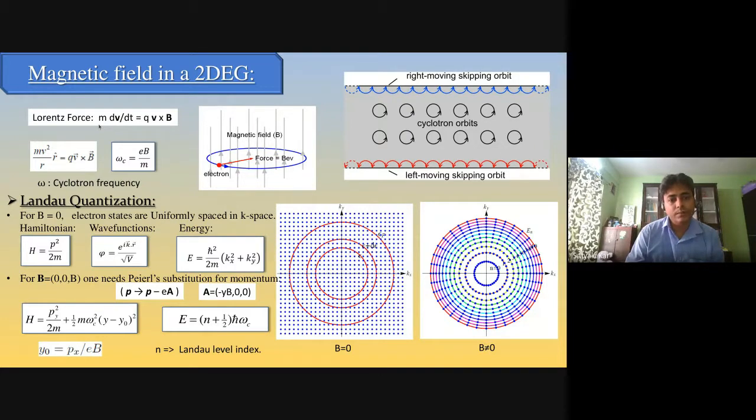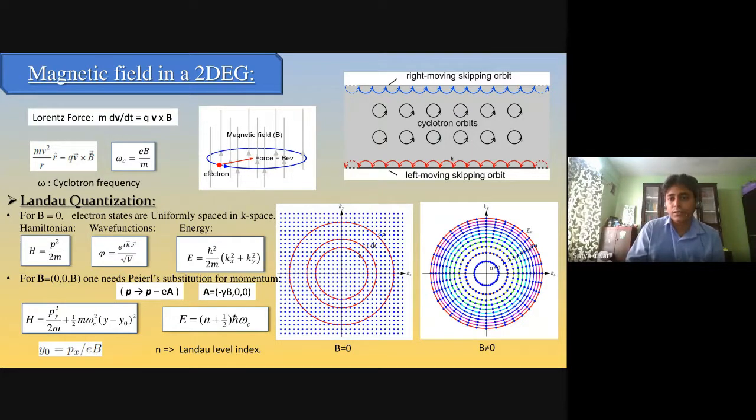If the electron has a velocity, then it will have a Lorentz force. The direction of the Lorentz force is perpendicular to both the velocity and the magnetic field. So it will turn the electron, and ultimately it will give a circular motion. That's called cyclotron motion. In the equations, mv squared over r is the centripetal force. You equate that to your Lorentz force, and from there you can see the angular frequency of such rotation is given by omega c equals eB over m. This omega c is called the cyclotron frequency.